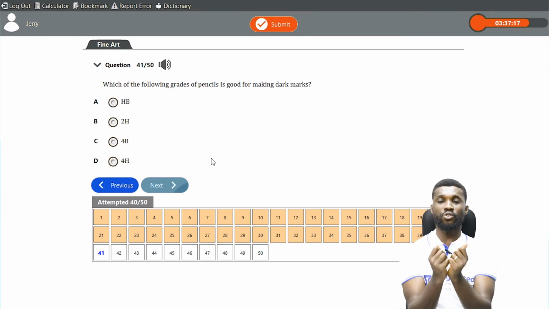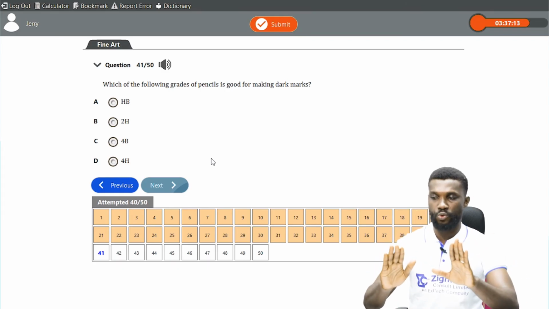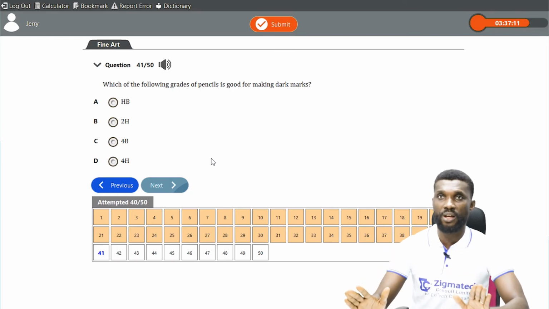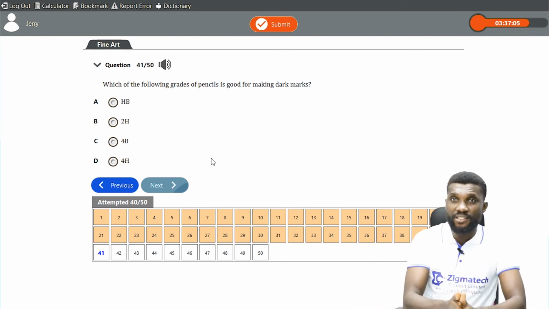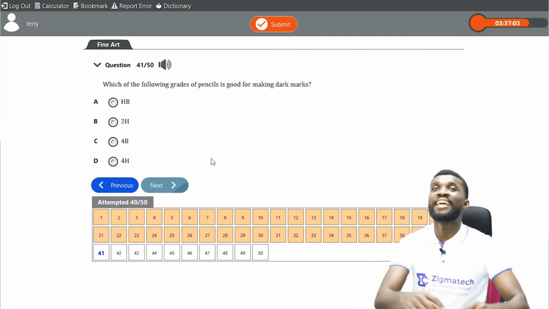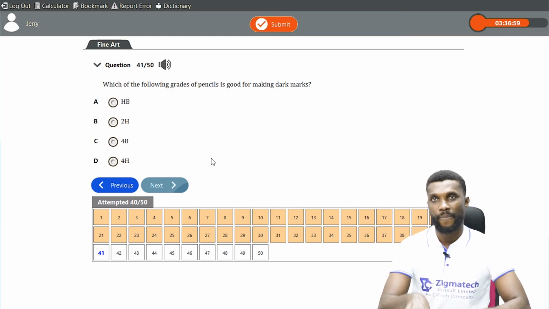Now we also have pencils are divided into 2 major patterns and 2 major forms. We have the H and then we have the B pencils. We have the H pencils and what? The B pencils. The H pencils are known for what? The hard black pencils.